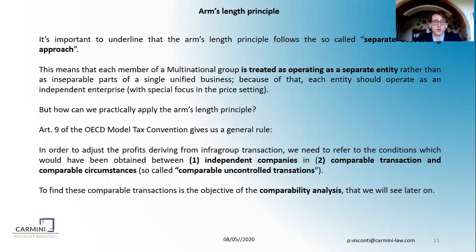In order to analyze the arm's length principle, we need to firstly underline the general definition provided by Article 9 of the OECD Model Tax Convention. According to Article 9, we could adjust the intra-group transactions if they are not set at the same conditions that we could obtain if we analyzed a transaction between independent companies in comparable circumstances. And this comparable transaction is the so-called comparable uncontrolled transaction. To find the comparable transaction, in order to compare the transaction between controlled entities with the market forces and the market price, we need to use the so-called comparability analysis. That is another key point of the transfer pricing discipline.